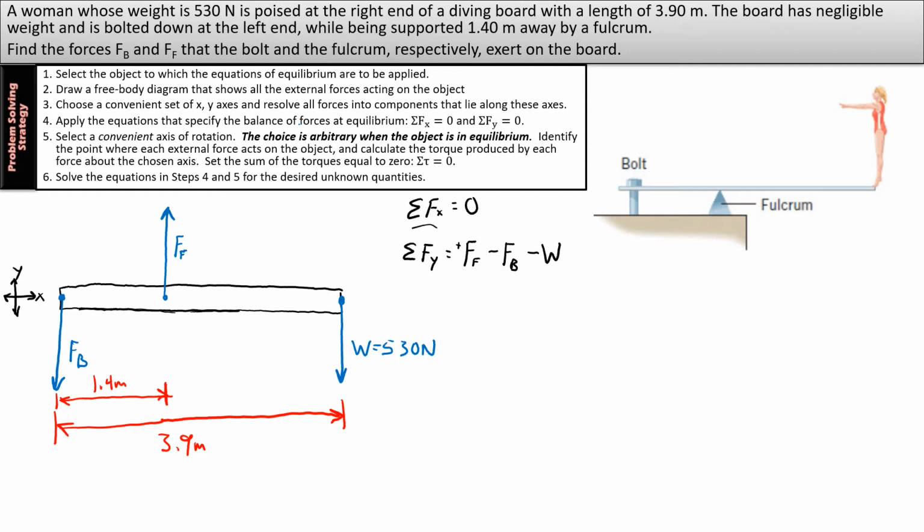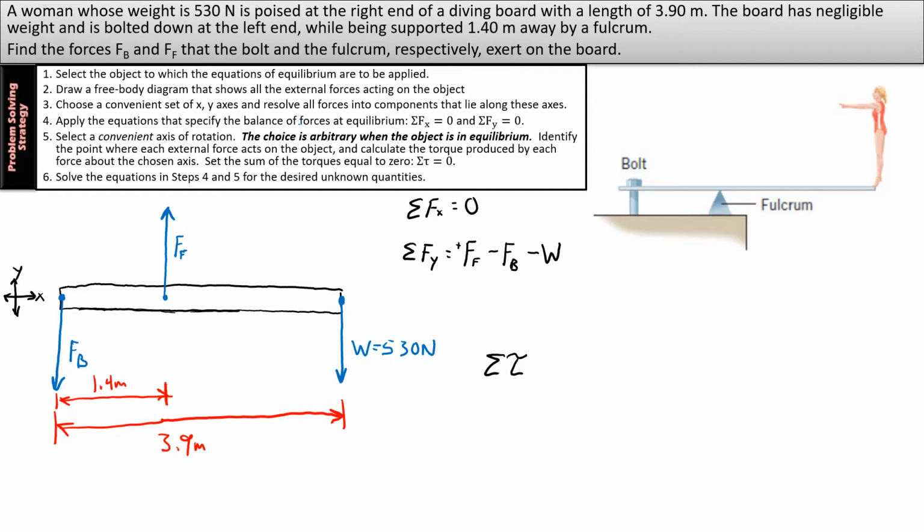So we know that this is going to turn into 0, and we know that this is 530, but so far we have 2 unknowns and 1 equation, and that's not good. So we've got to figure out another equation that we can use to help solve for these unknowns. So we would use the net torque.